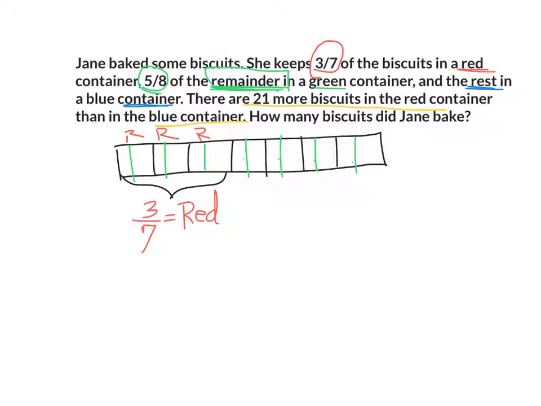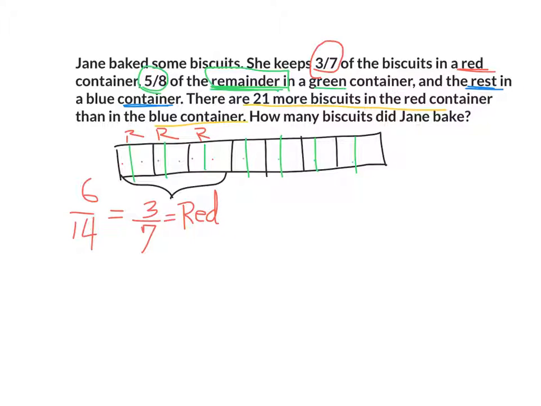So what we know now is, how many do we have now? 1, 2, 3, 4, 5, 6, 7, 8, 9, 10, 11, 12. We actually have 14ths now, which makes sense since we divided each box in half. And red now no longer just takes up 3 boxes. It's actually 6. So yes, 3/7, 6/14, that's how many biscuits are in the red container.